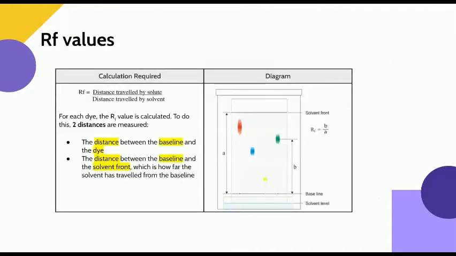The last thing you need to know how to do is calculate the Rf values of chromatography paper. So the Rf value is the distance travelled by the solute divided by the distance travelled by the solvent. Now if we look at A and B on here, we can see that the distance travelled by the solute is the distance between the baseline and the green colour, and A is the distance between the baseline and this top line called the solvent front, and we divide those two values.